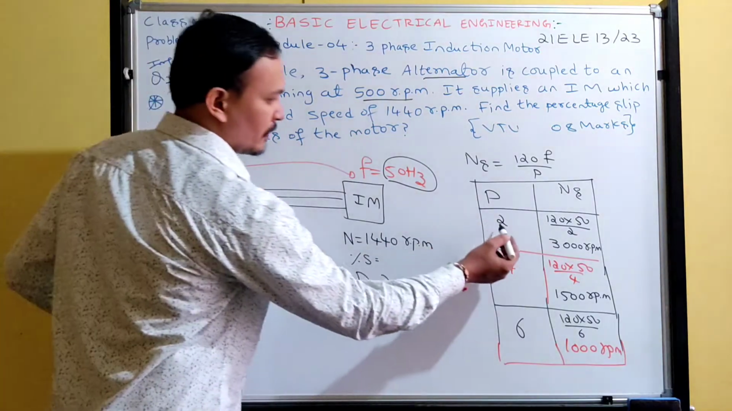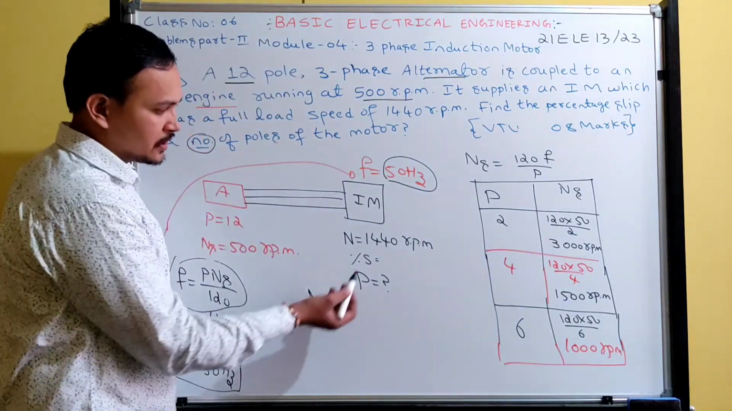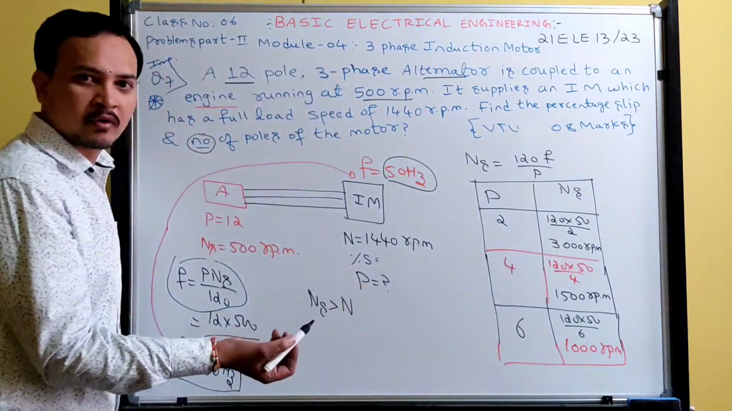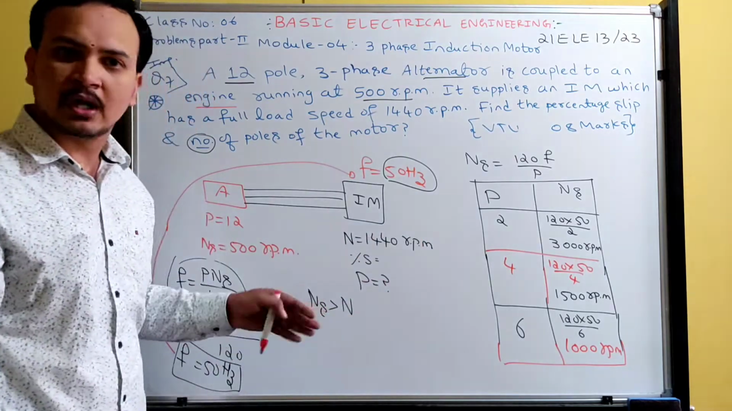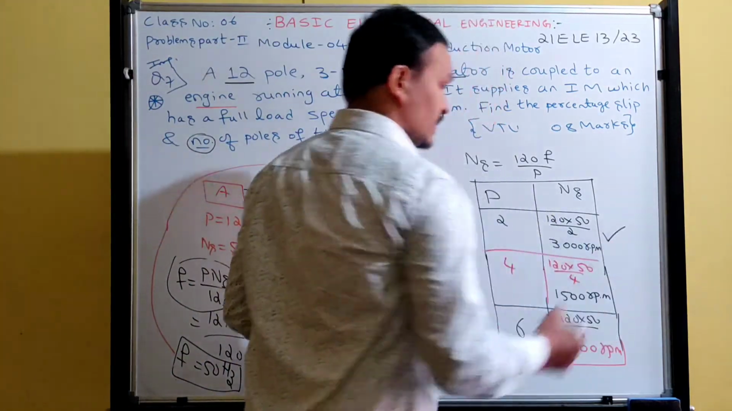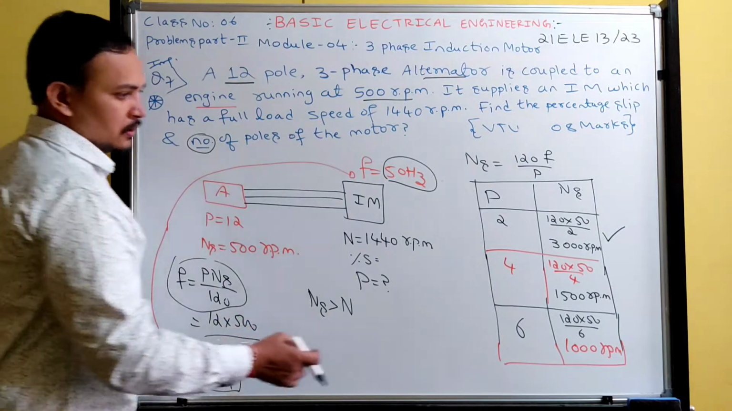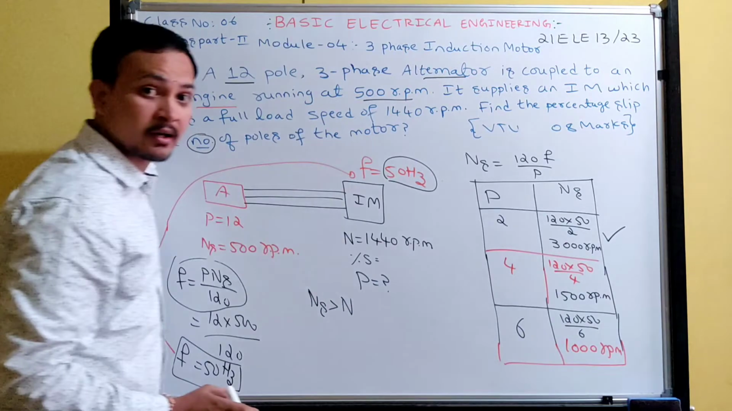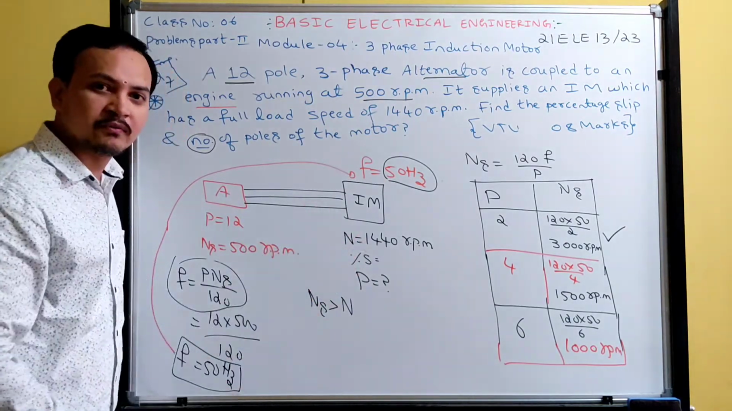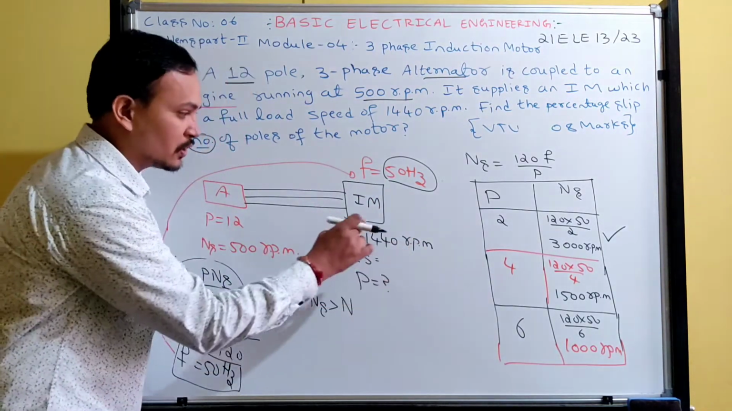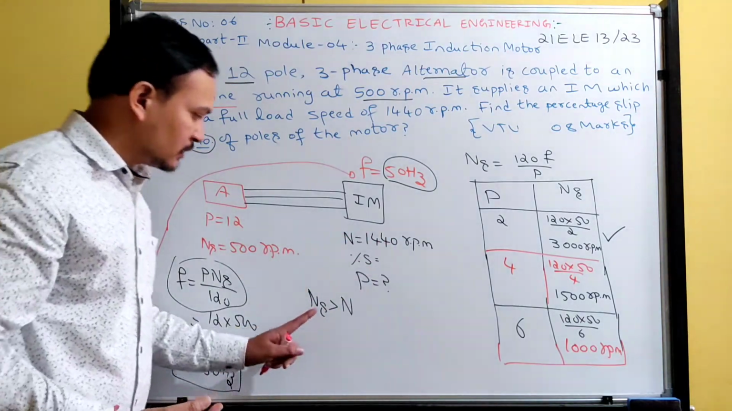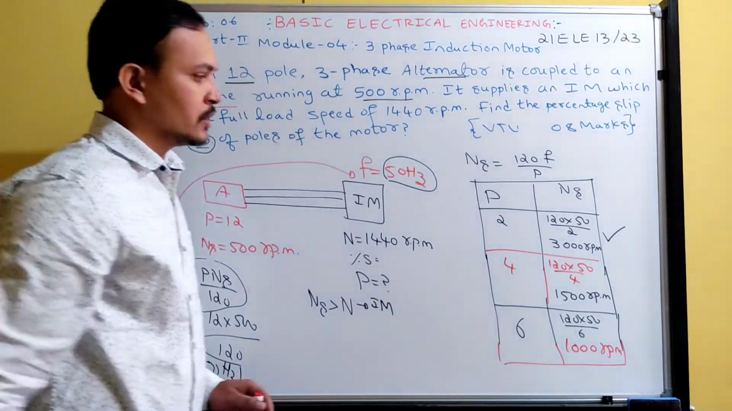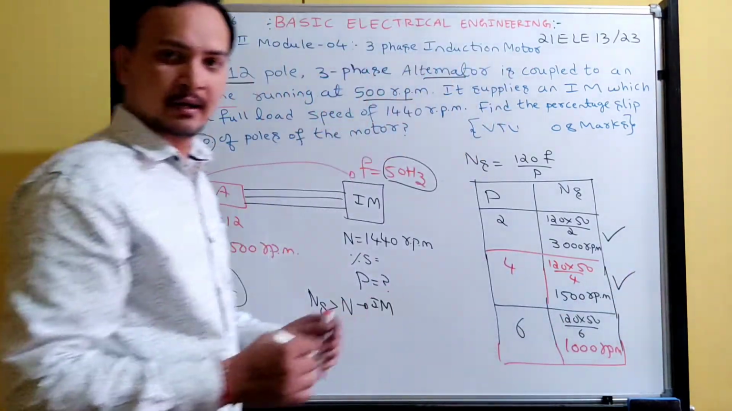See, when it is 2 pole, what is your NS? It is more than N. NS is how much? 3000. 3000 is more than 1440. Yes, at 2 poles, it can become an induction motor. Okay, this is selected. Next, check for 4 poles. What is the NS value you got? 1500. What is N value? 1440. 1500 is more than 1440. Yes, this condition is valid to become an induction motor. So yes, this pole can also be selected.